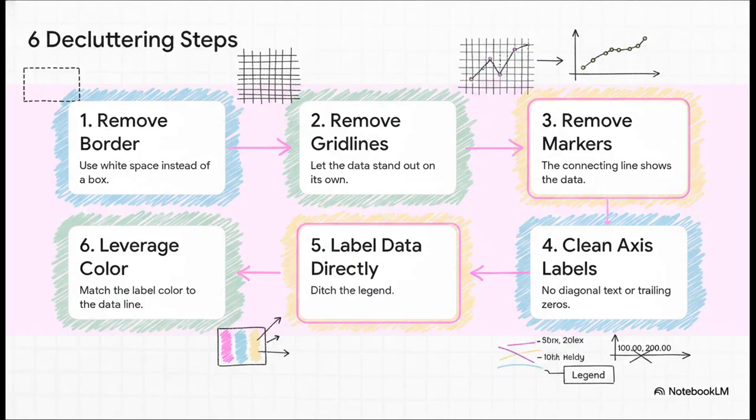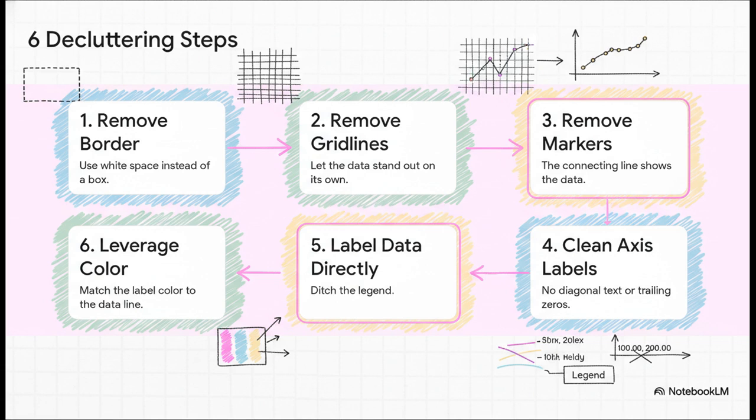All right, here's our 6-step game plan. Step 1, we're going to remove that chart border. Thanks to the closure principle, we know our brain will see it as a complete object anyway. Step 2, the grid lines are out of here. They're just visual noise getting in our way. Step 3, those little data markers on the lines, they can go. The connection principle tells us the line itself is doing the heavy lifting.